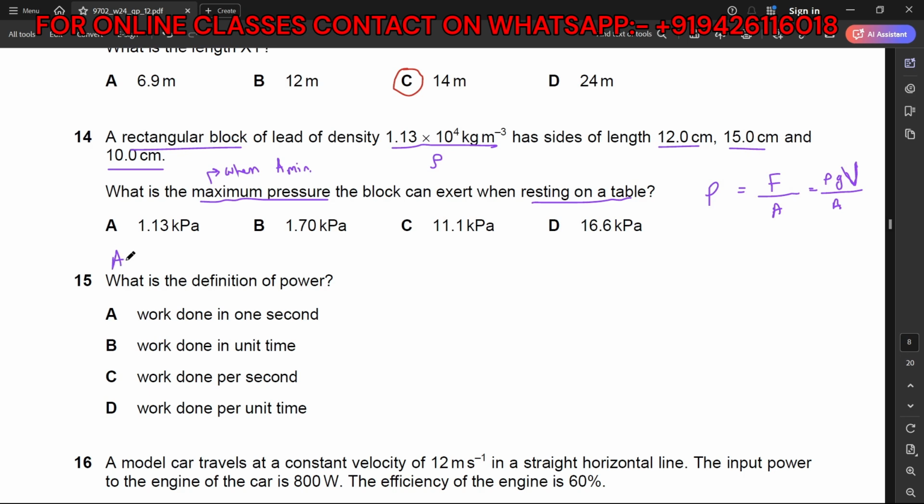So area minimum in this case will be equal to 10 centimeter into 12 centimeter. And I'm converting my centimeters to meters by multiplying with 10 power of minus 2. So it is 10 into 12 into 10 power of minus 4. So my area that is going to give us the maximum pressure is 0.012 meter square.